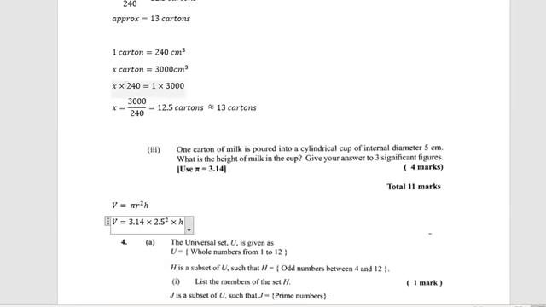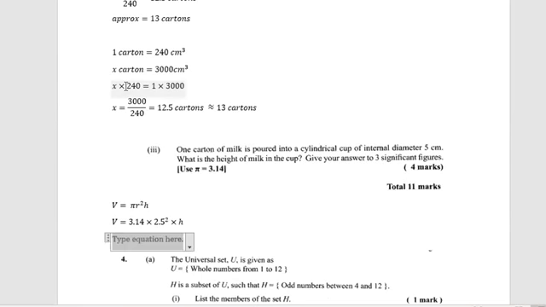Can anybody tell me what my volume is? 240. The 240 is from what we worked out up top, which is in the carton. It is the same carton of milk being poured into this cylindrical figure. It doesn't matter what the shape is. It is the same amount of milk. So it is 240 is equal to 3.14 multiplied by 2.5 square. I'm just going to work that out now, and you'll get 6.25 multiplied by h, and I am now going to solve for h.